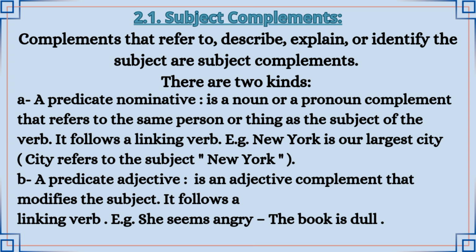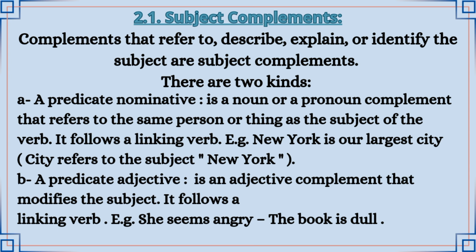Predicate nominative is a noun or a pronoun complement that refers to the same person or thing as the subject of the verb. It follows a linking verb. يعني دايما predicate nominative يرجع للسبجكت, refer to the subject. For example, New York is our largest city. City refers to the subject. City هي نفسها New York. City is the complement يرجع إلى subject New York. So it's a predicate nominative.